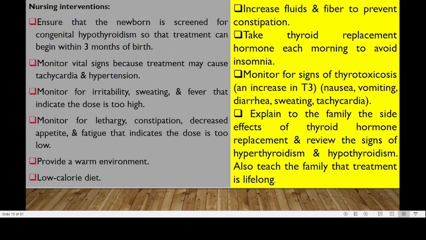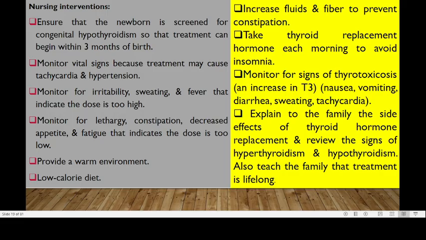Nursing intervention, you have to ensure that the newborn is screened for congenital hypothyroidism so that treatment can begin within 3 months of birth. You need to monitor vital signs because treatment may cause tachycardia and hypertension. You monitor for irritability, sweating, and fever that indicate that the dose is too high. You monitor for lethargy, constipation, decreased appetite, fatigue that indicates that the dose is too low.